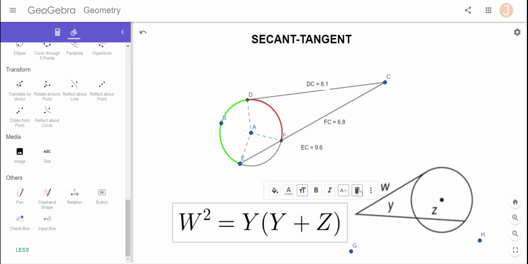It looks like the square of the tangent segment is equal to the product of those two secant segments emanating from that common external point. So the square of the tangent segment is equal to the product of the two secant segments.